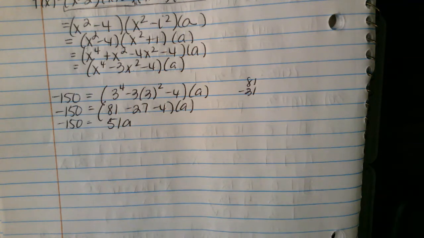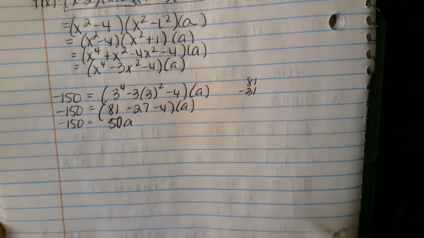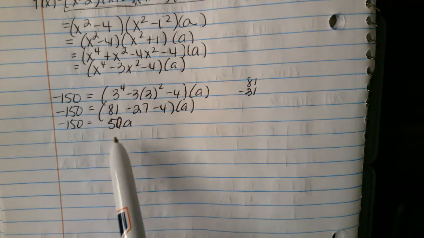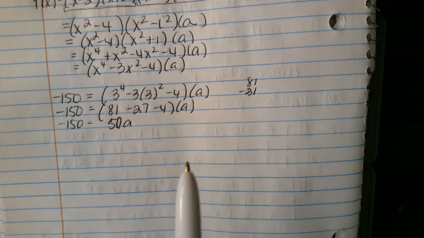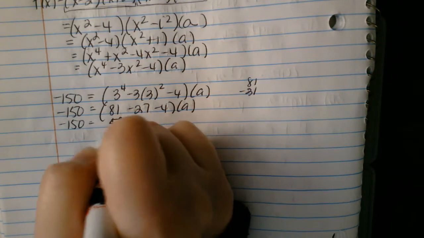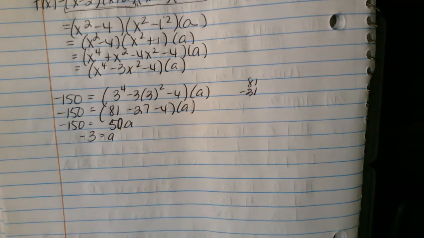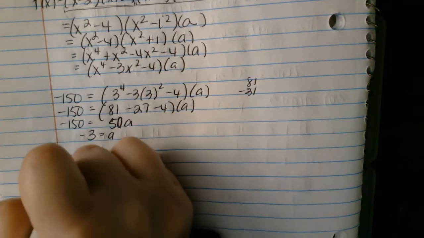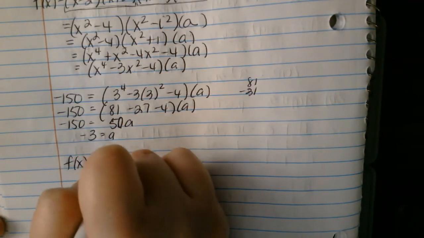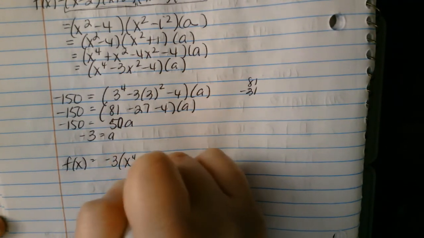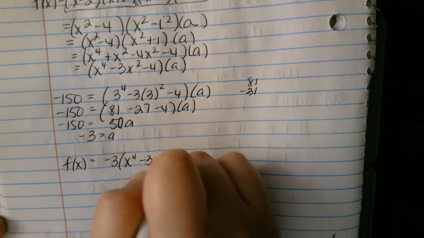I'm sorry, that's 50. I don't know why I put the 1. So 81 minus 31 is 50. So negative 150 is equal to 50A. So we divide both sides by 50 and we get a negative 3. So A is going to be a negative 3, which means my f of x is going to be negative 3 times x to the 4th minus 3x squared minus 4.